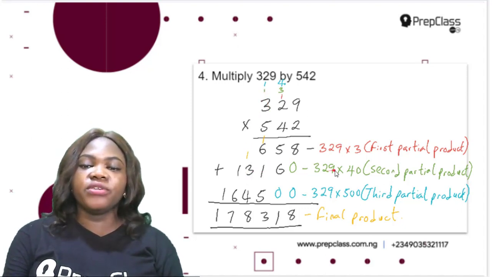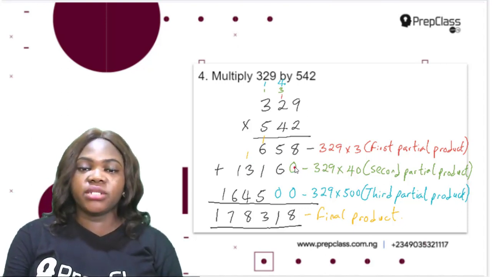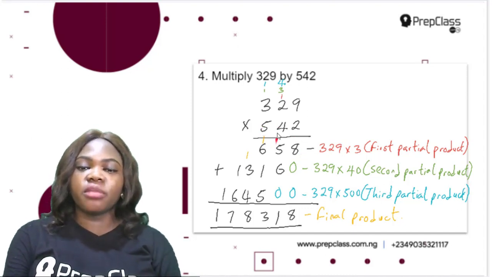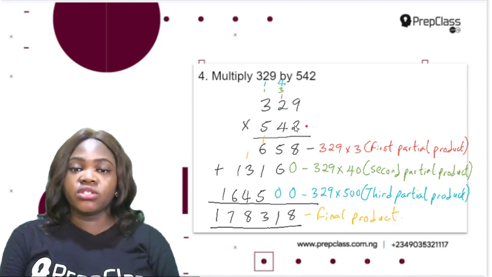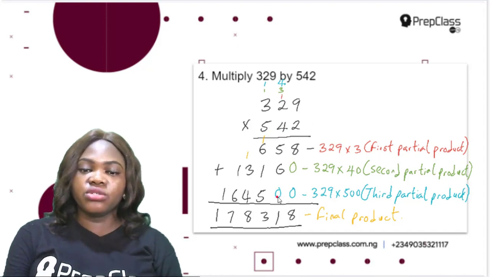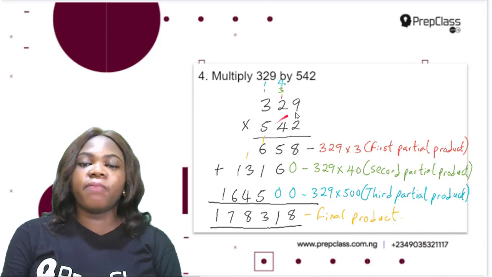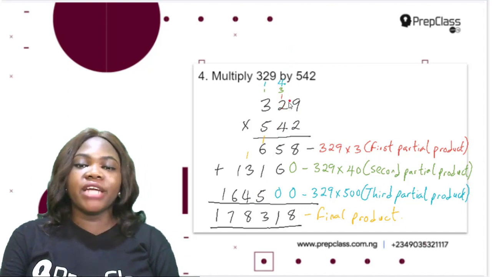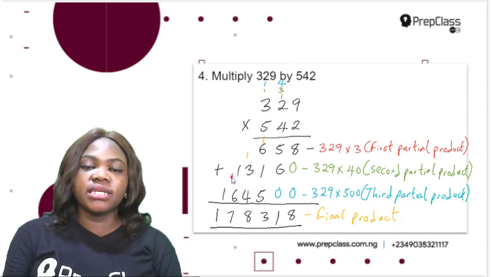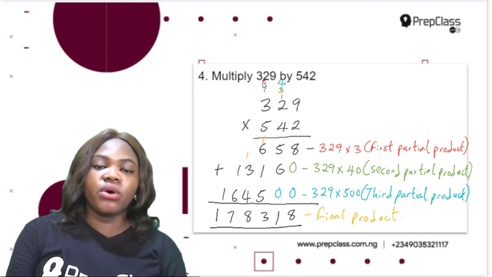So the second partial product is 329 multiplied by 40. Okay, that's why we have the 0 here. Okay, so now let's do the third partial product, which is 329 multiplied by 500. Because the place value of 5 in this number is 500. So that's why it's 500. Okay, so we put the two zeros here, because 0 multiplied by any number will give 0. Okay, so 5 multiplied by 9 is 45. So write 5 and carry 4. 5 multiplied by 2 is 10. 10 plus 4 is 14. So write 4 and carry 1. 5 multiplied by 3 is 15. 15 plus 1 is 16.